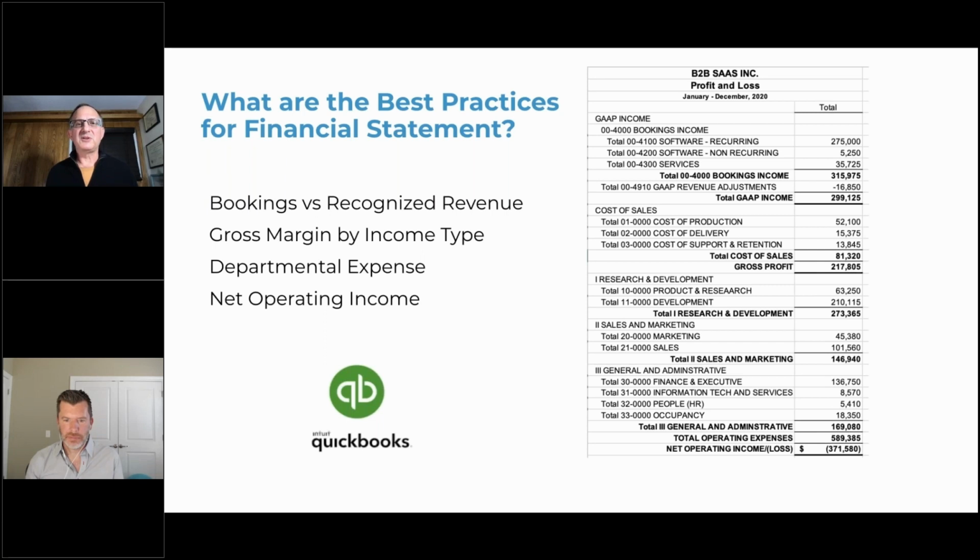Right immediately after that, this is one that's really big: gross margin by income type. Especially if you have multiple revenue sources, you really want to know what your gross margin is by revenue source. So you've got production, that's the actual delivery of your system to your customers, so it could be your AWS hosting and things like that. Delivery: what does it cost your folks to stand a customer up and get them up and running?